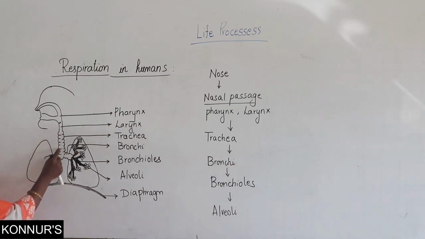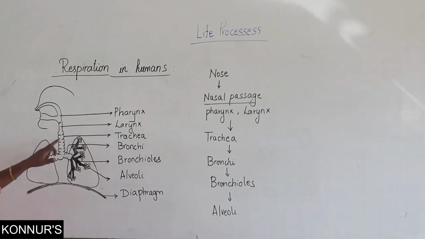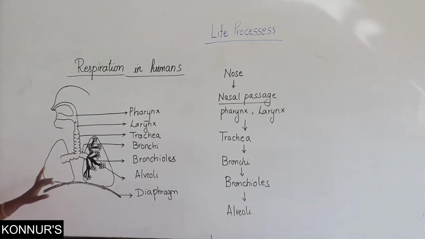Then there is a tube-like structure, right? This tube-like structure is called the trachea. You can see it is not plain, children. It has these curves inside it. These curves are meant so that the air does not collapse. So that the air does not collapse, it has this ring-like structure.